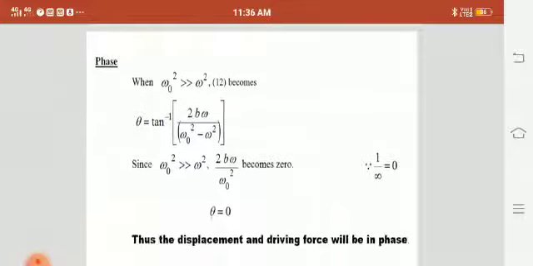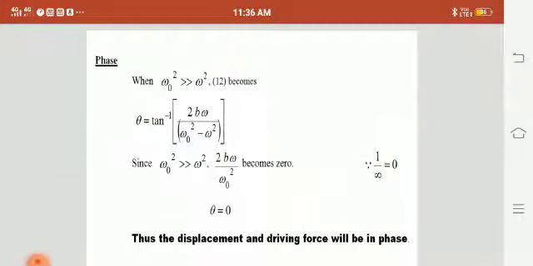Now we'll see the phase content. When ω₀² is greater than ω², the phase value θ is equal to 0. That shows the displacement and driving force will be in the same phase.